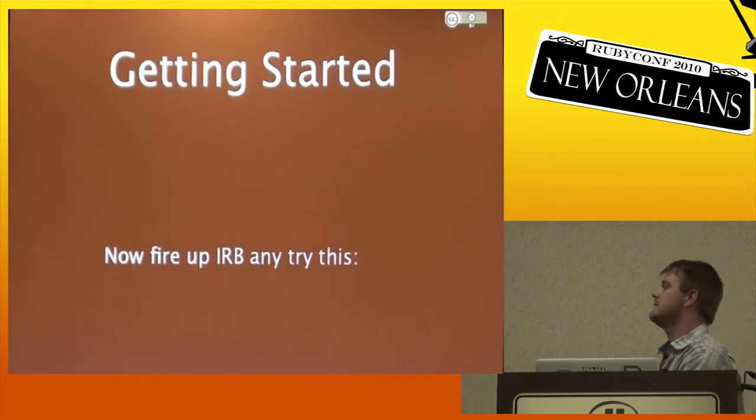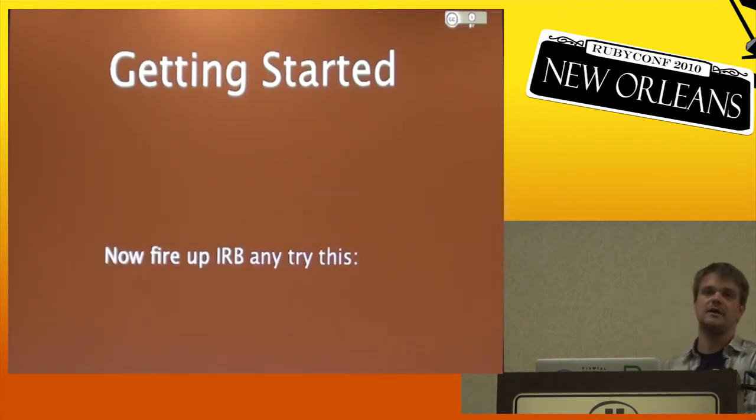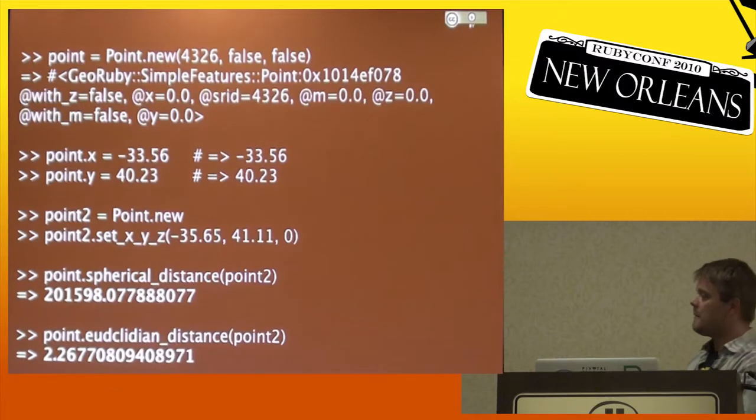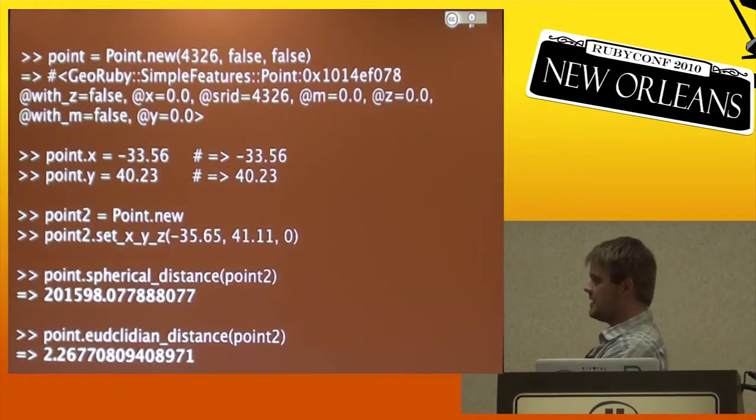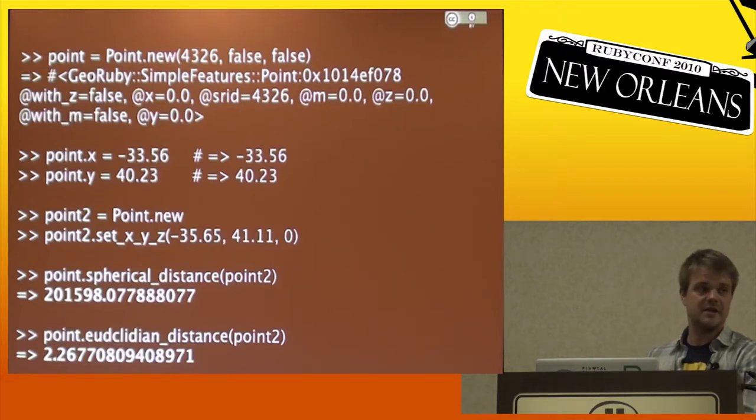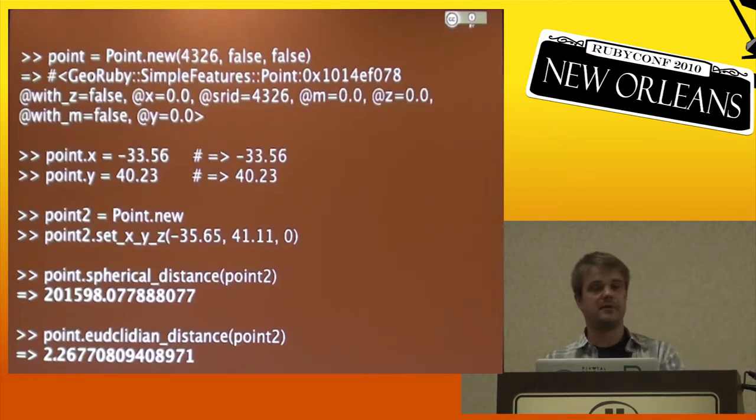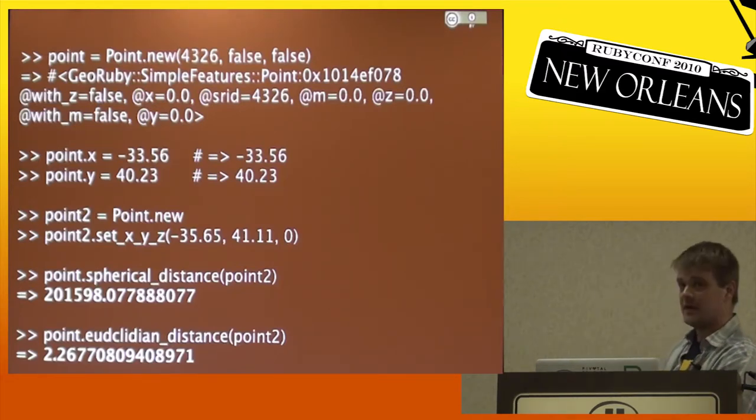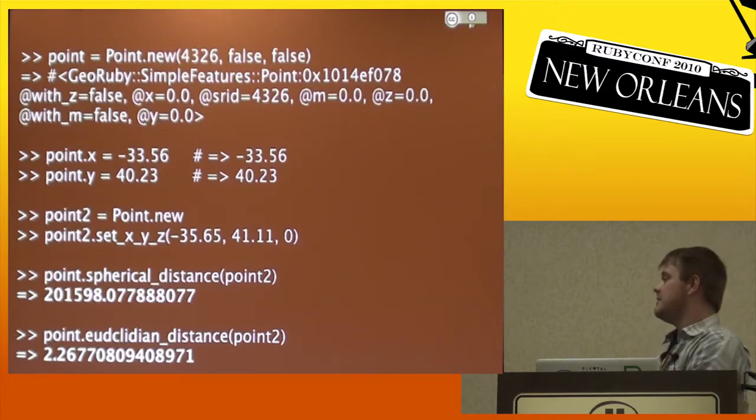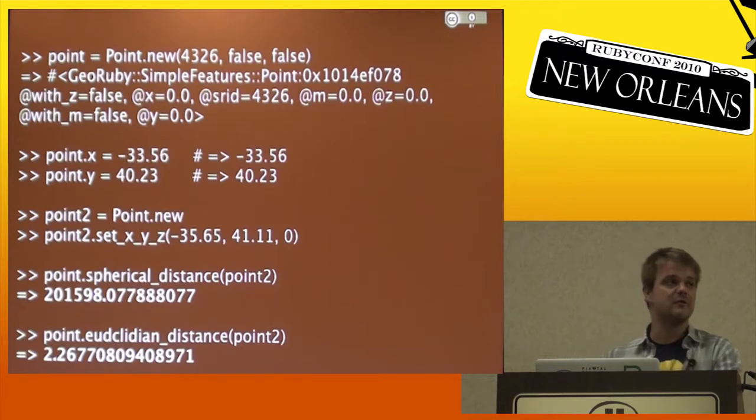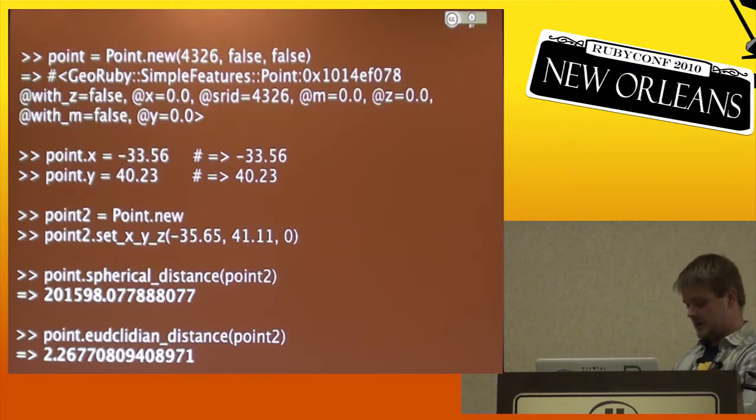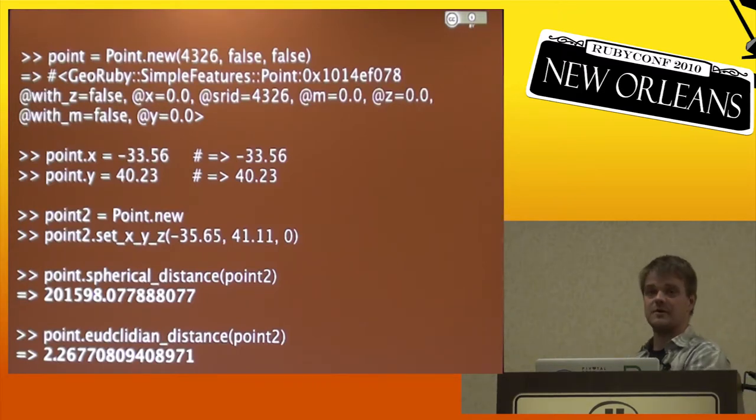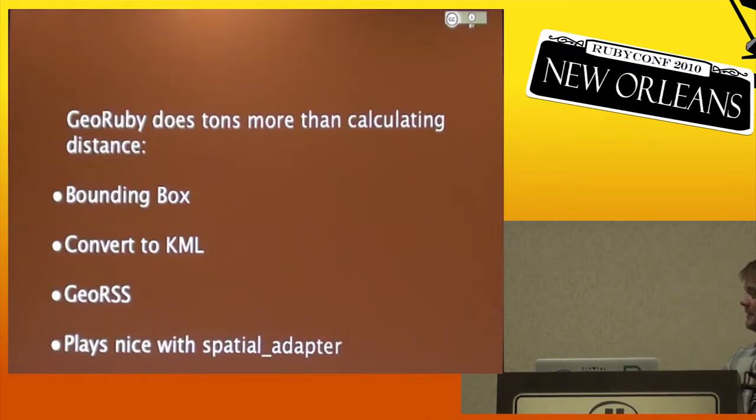Once you do that, you can fire up IRB and do this kind of thing. You can create points, and if you look at that first line of code, you see that I've got the system reference ID or the projection type specified when I'm creating my point, and then create another point and decide what the distance between them is, have Ruby tell you what the distance between them is. That's your hello world. That's how you know you got all the tools installed.